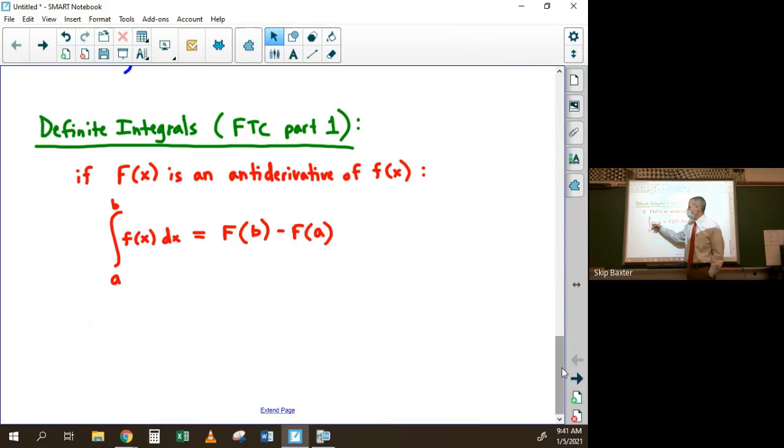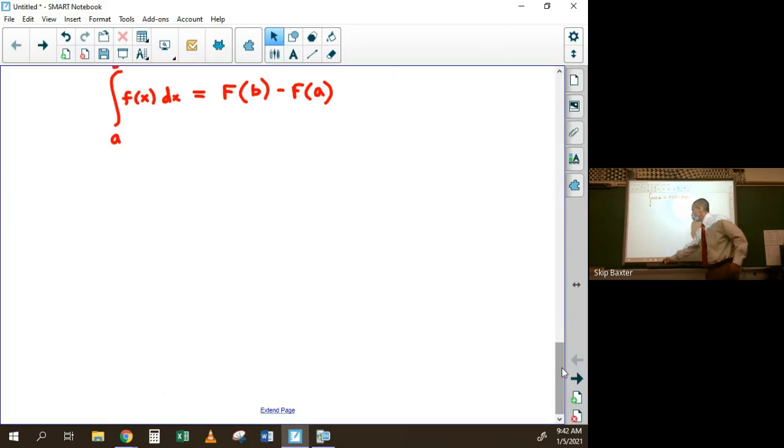It doesn't matter which number is bigger or smaller. Usually this would be the smaller number and that would be the bigger number, but it doesn't have to be that way at all. But it does matter which order you subtract them in. It has to be the top number first, then the bottom number. Okay?